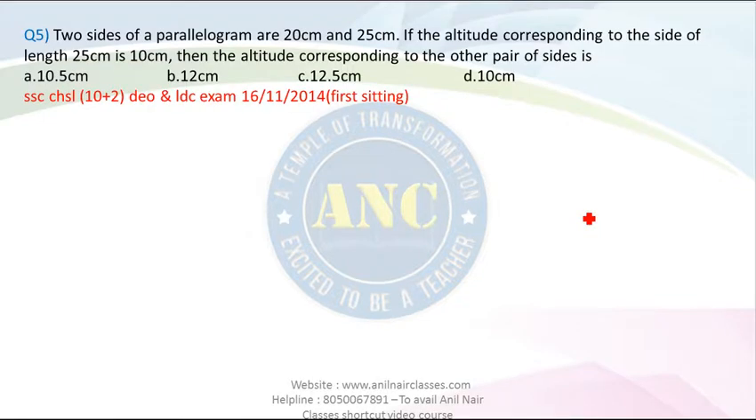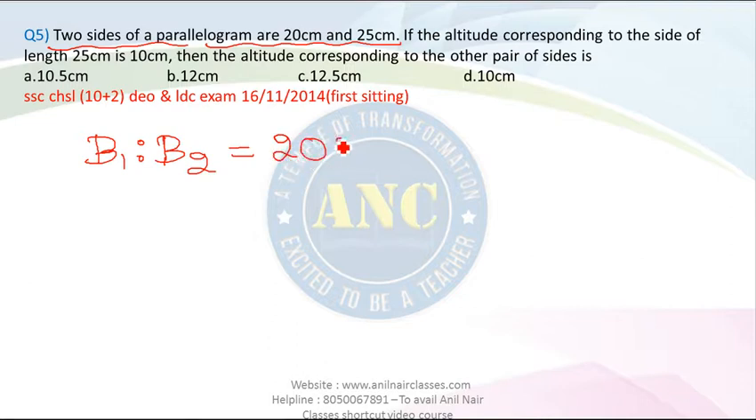Let us solve one another question which is exactly similar to whatever we have solved in the fourth question. Two sides of a parallelogram are 20 and 25. Now, I will not again write the diagram, sir. That means two sides are 20 and 25, and those two sides are nothing but bases of two triangles. Ratio is given as 20 is to 25. 20 is to 25 is 4 is to 5.